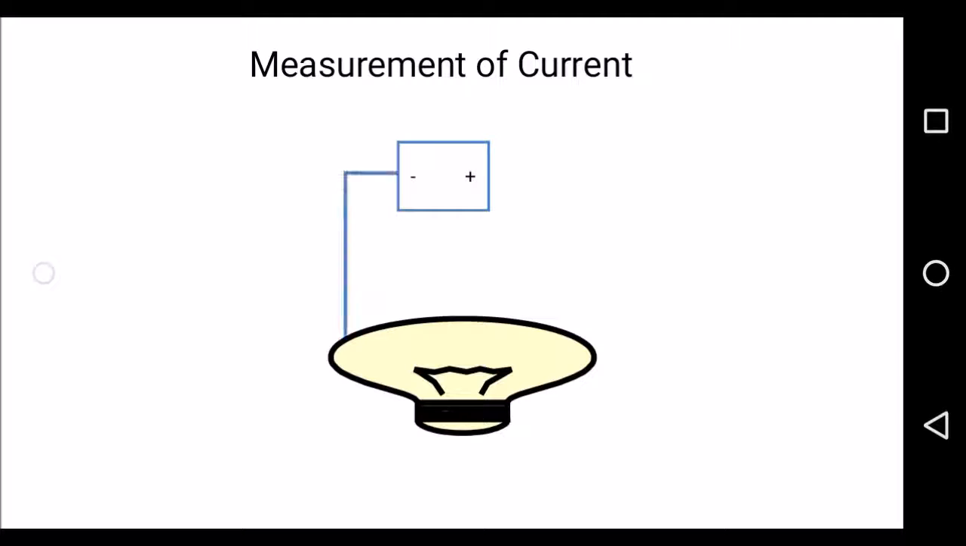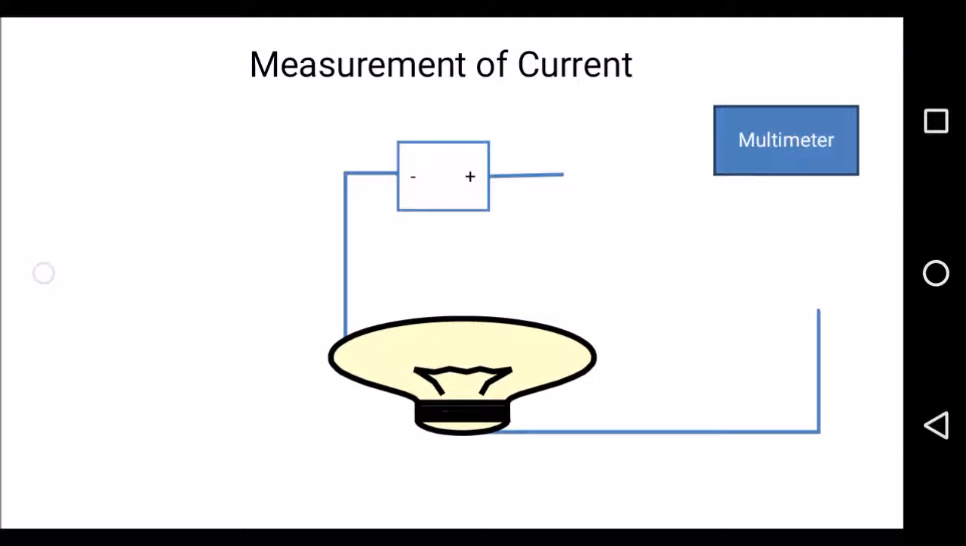How do we measure the current in the circuit? This is the DC source and this is the load. I connected a DC source to the load, but on the other side I disconnected the positive terminal and the other side of the load. At that point I have to connect a multimeter. We connect the positive or red probe to the positive terminal of the battery and the black probe to the load side, and by connecting these we can easily measure the amount of current flowing in the circuit.